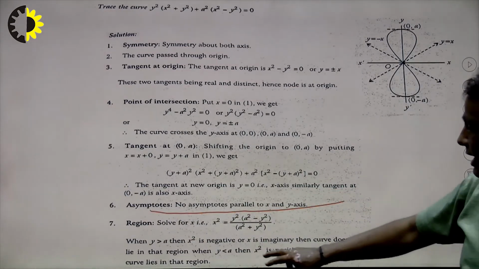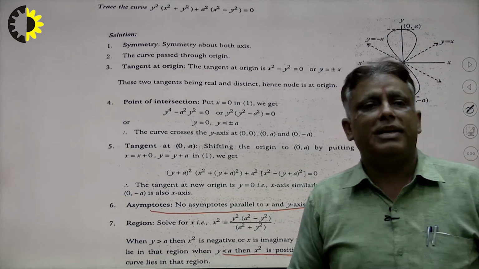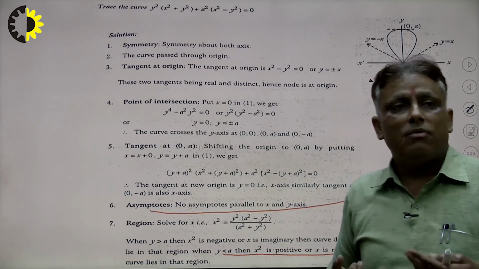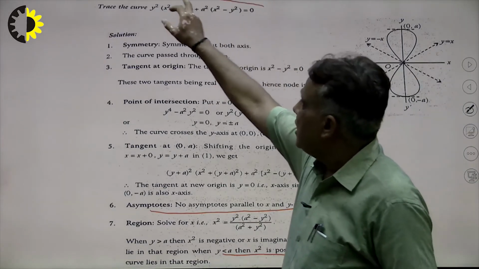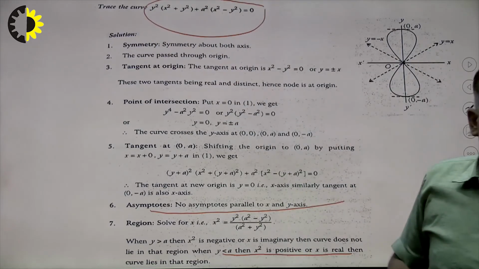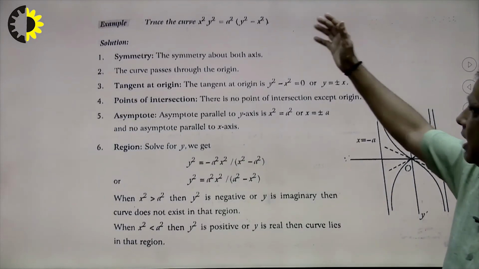How to calculate the region, I write here: the curve exists always for positive values of y. So in this way we can solve our problem. And students, keep in mind that when we solve the problem, first of all see the equation very carefully and then take the decision with the help of it. In this way we can solve our problem. This is another problem.